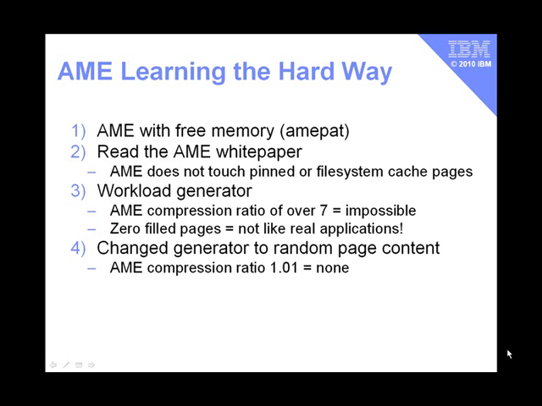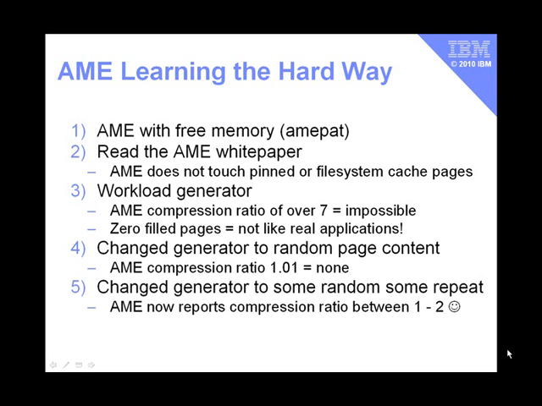I then changed my generator to put random bytes in all the pages. And then when I used AME, it said, I can't compress any of these things. If you have a page that's completely random, you can't actually compress it into fewer bits. So again, my generator wasn't like real life. So I had to make some more changes, and so it's random with some repeated data in it now. And now my program is behaving itself, and I get a ratio between 1 and 2. That's sort of where I'd expect most of the compression ratios to actually sit, around the 1.5 to 2 times compression ratio.